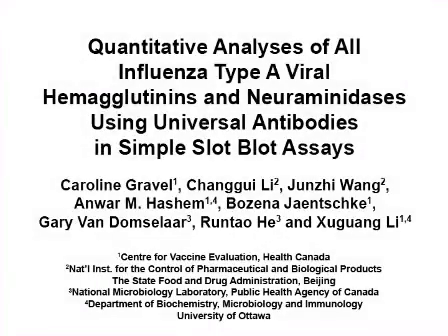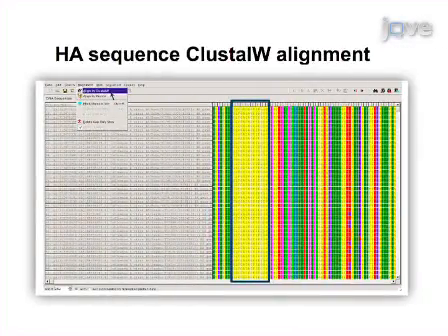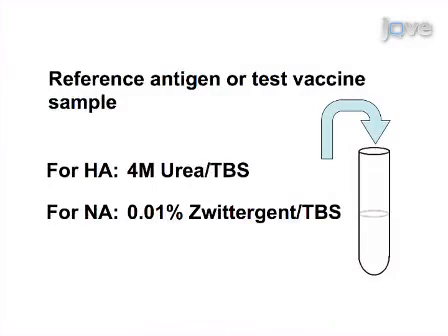The overall goal of this procedure is to quantitatively determine the influenza viral hemagglutinin and neuraminidase content in vaccines using antibodies targeting conserved epitopes. This is accomplished by first identifying conserved epitopes. The second step of the procedure is to dilute the reference and vaccine samples to improve the detection sensitivity.